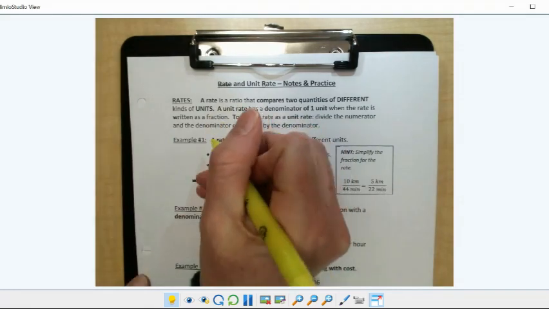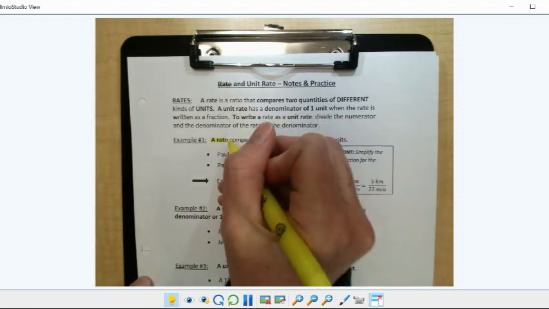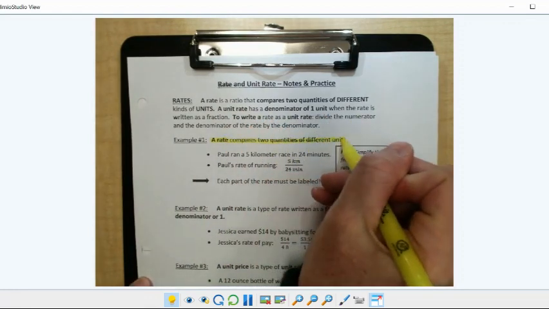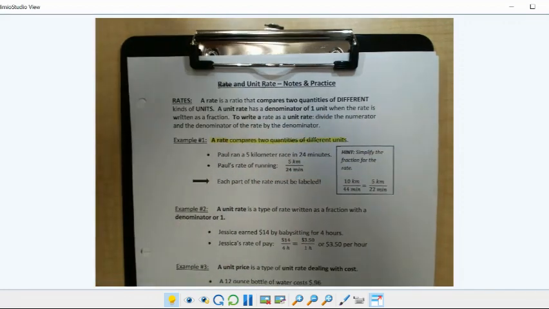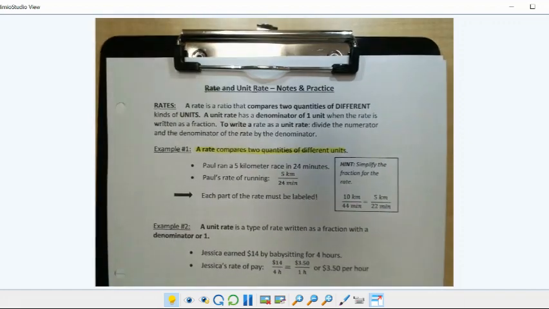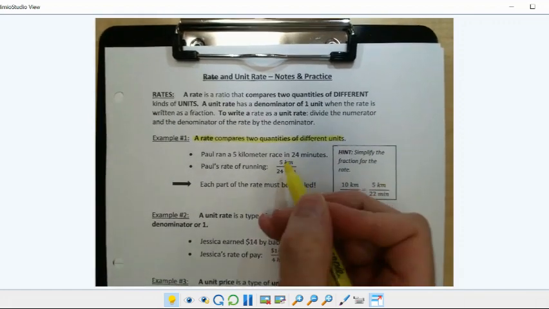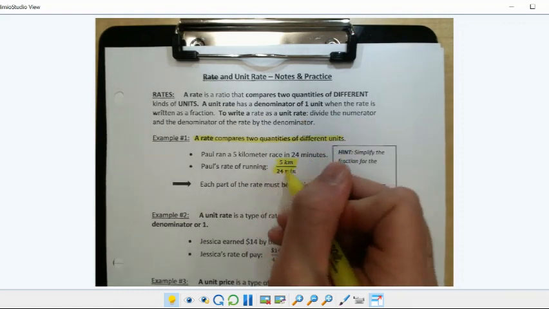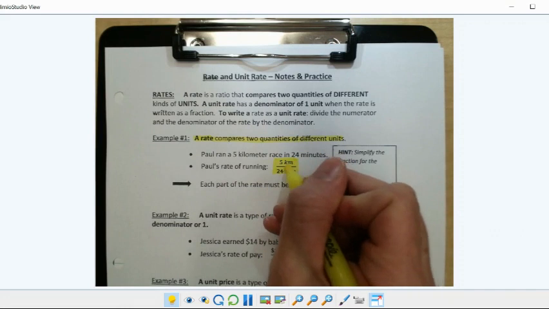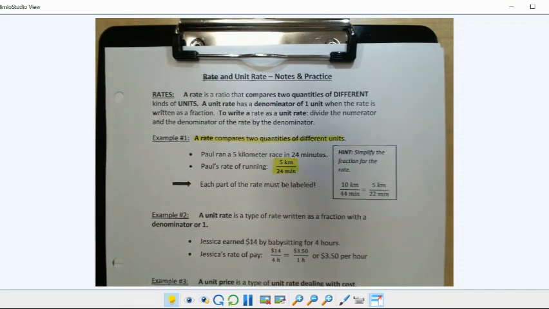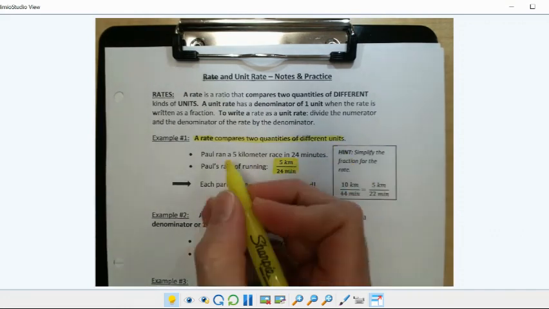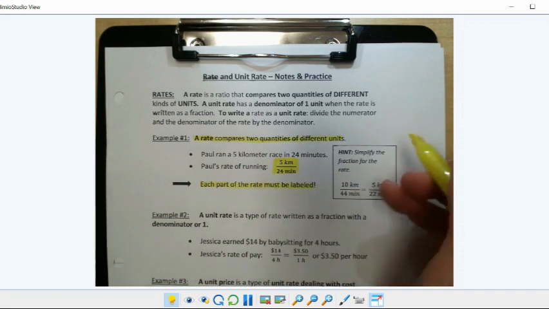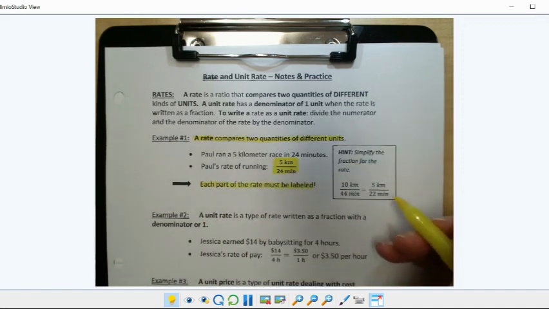The first thing I want to talk about is a rate. A rate is basically comparing two quantities of different units. You can see in this example, Paul ran a 5-kilometer race in 24 minutes. If we were to write that as a rate, it would be 5 kilometers over 24 minutes. Rates need to be labeled, so that's why kilometers and minutes are on there. Just like any other ratio, you can also simplify them if you want to.